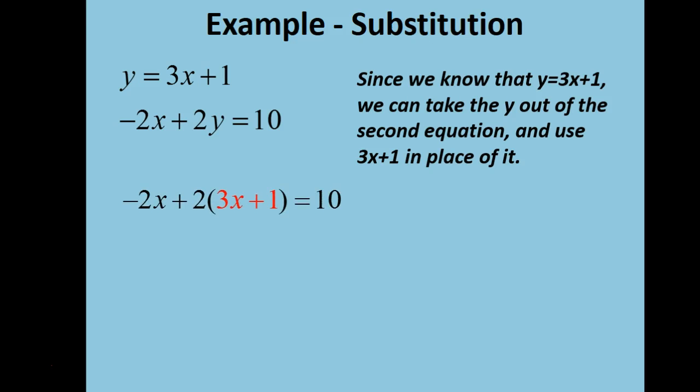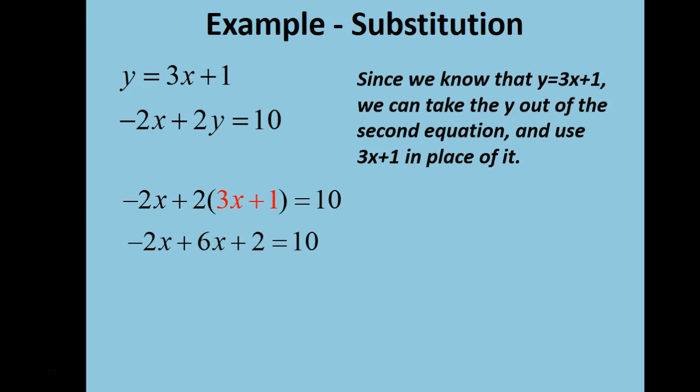So what you can do is go to the second equation and plug 3x plus 1 in for the y. So I'm going to take this negative 2x plus 2y equals 10, and I'm going to put negative 2x plus 2 times (3x plus 1) equals 10. And that 3x plus 1 that you see there in red is the 3x plus 1 that y was equal to from the first equation listed. And basically all we've done is substituted here, and this is why we call it the substitution method. Now the reason why we do this is we only have one variable in the equation now, and that is x. There is no more y in the equation.